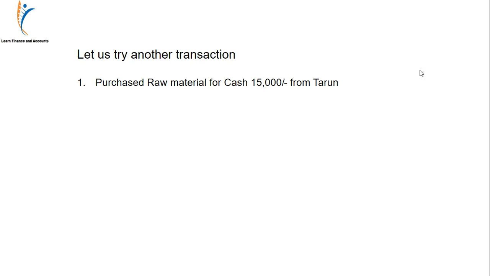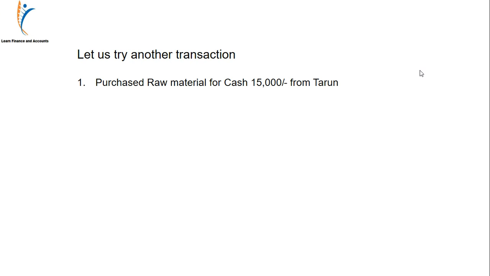So whenever credit is involved, then the name of the person will be written. So then Tarun will become an account. But when cash is involved, Tarun is not an account. So what are the two accounts here? One is cash and one is raw material.